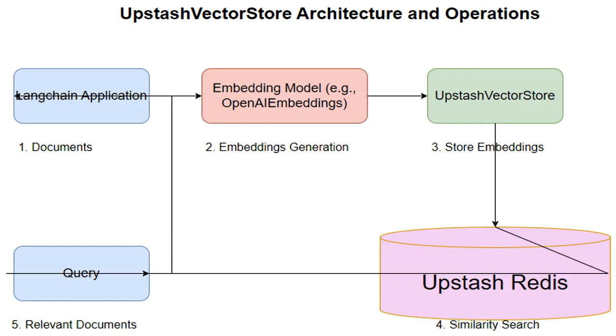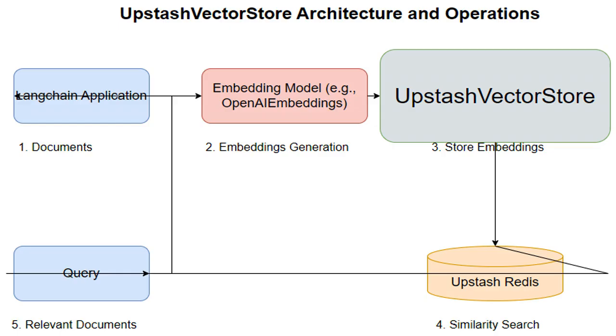Now, let's discuss Upstash Redis. This is the underlying database used by the UpstashVectorStore to store and manage vector embeddings. Upstash Redis offers a serverless and scalable environment for working with data, making it well-suited for vector storage and similarity searches.